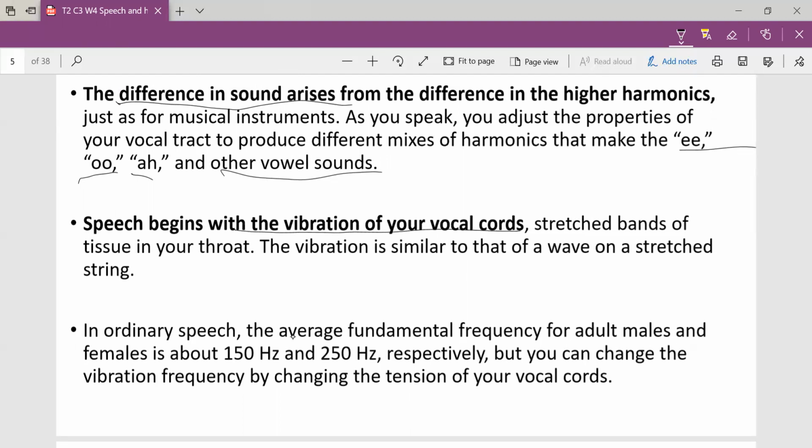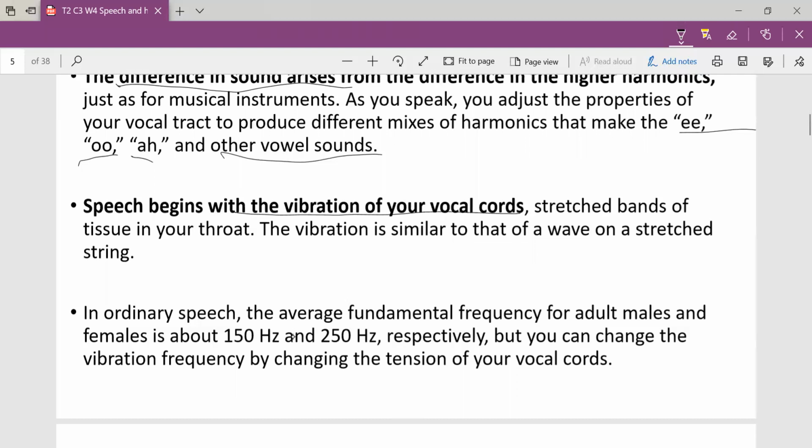So typically when you make a wave diagram, it's still going to have the sinusoidal shape, but different according to the sound that was produced. So in ordinary speech, the average fundamental frequency for an adult male is about 150 hertz, and for a female, 250 hertz respectively. That is why you see that the female speaks with a high pitch, while the male has a deep or low pitch tone.